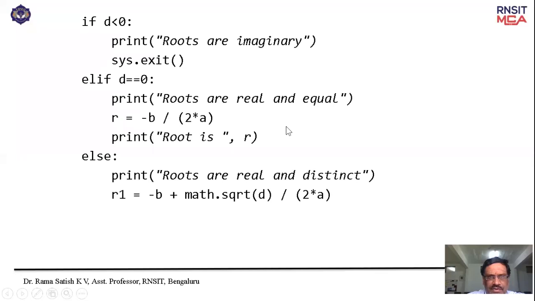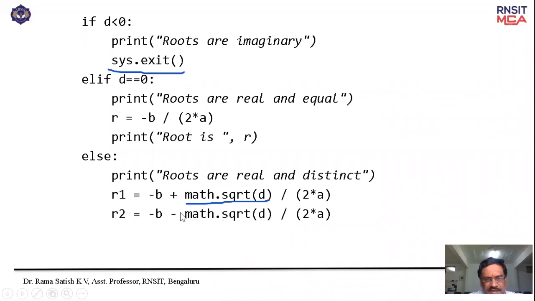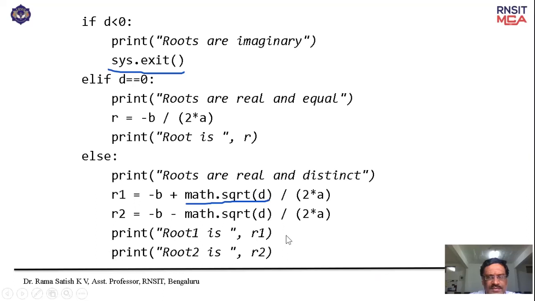So we have used two methods from libraries. One is the exit method, which is from the sys module. Another is sqrt from the math module. After finding the roots, minus b plus math.sqrt of d, and minus b minus math.sqrt of d, the first root is r1 and the second root is r2. So that's all the program.